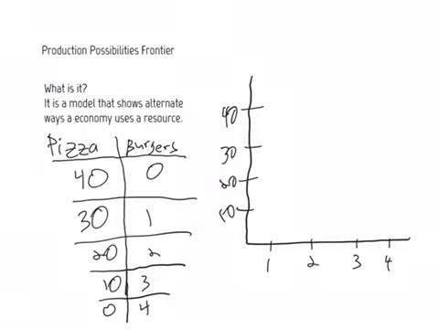Hello. Today we will be talking about the production possibilities frontier graph, also known as the production possibility curve. What is it? It is a model that shows alternate ways an economy uses a resource. In this case, we have pizza and burgers. First off, you will need to make a graph and put pizza on the y-axis and burgers on the x-axis.